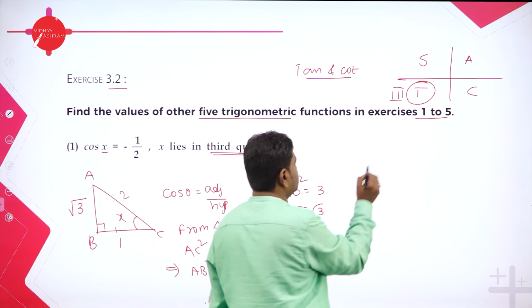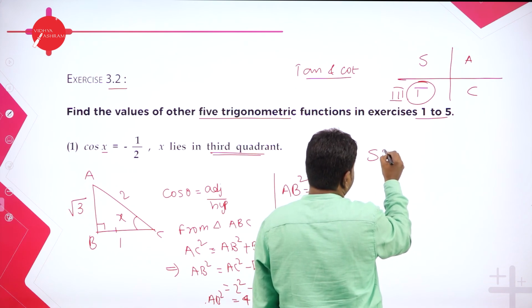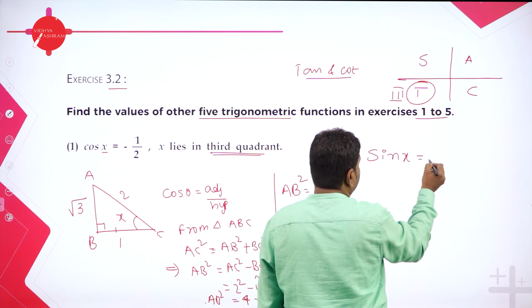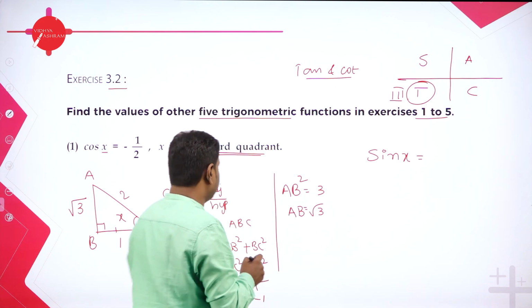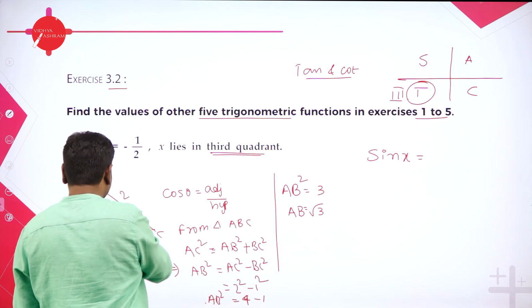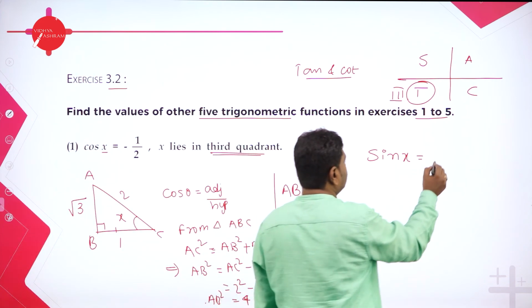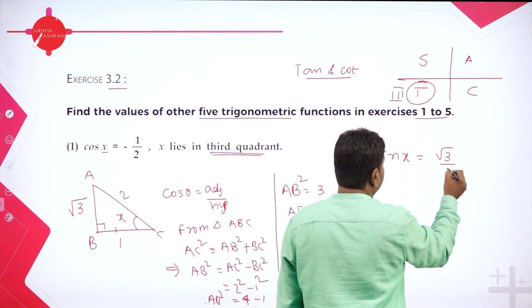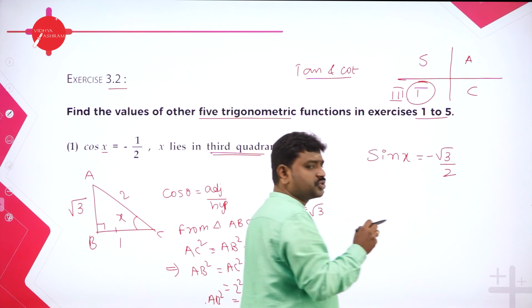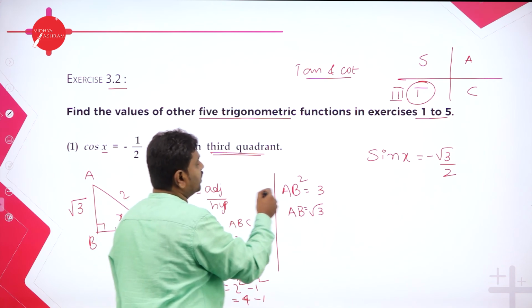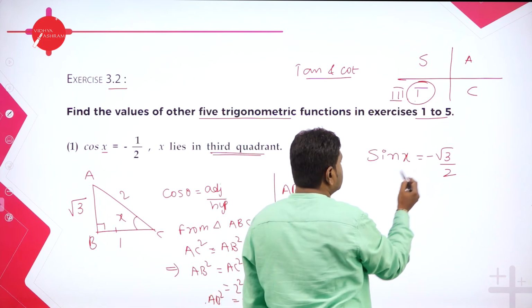So first I'll start with sine. Sine x. So sine means what? Opposite side divided by hypotenuse. So here opposite is root 3, hypotenuse is 2. So root 3 by 2. But I should put minus. Why am I substituting minus? Because it lies in third quadrant. In third, only tan is positive. Sine has to be negative.